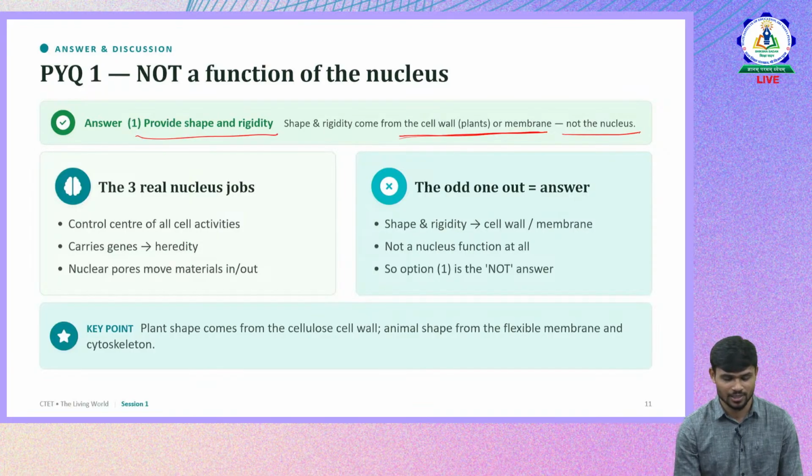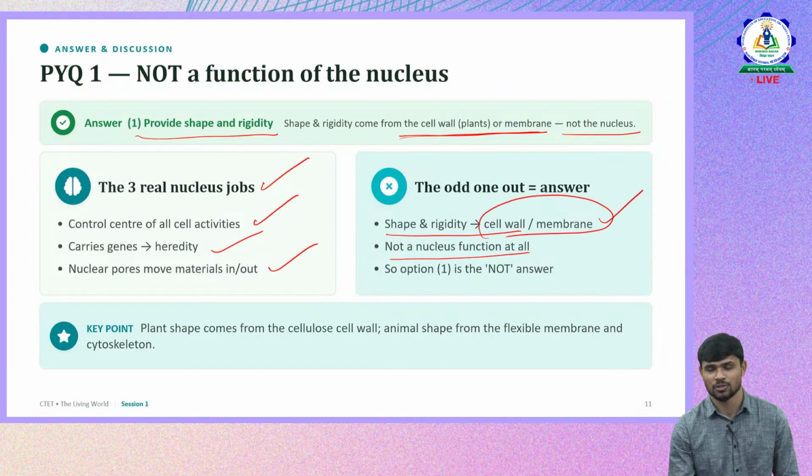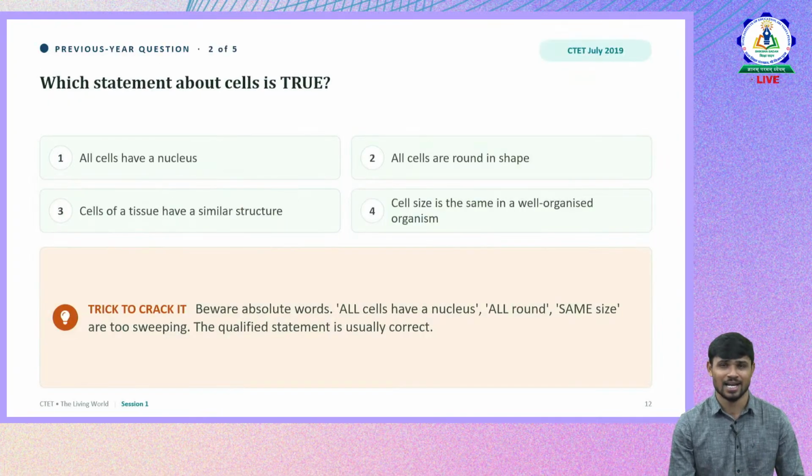Okay, not the nucleus. So what should we understand? The three nucleus jobs: controlling, carrying hereditary material, and nuclear pores. So these are the functions of the nucleus, whereas providing shape is not. Shape and rigidity are the functions of the cell wall and cell membrane. Okay, option 1 is wrong. This is how questions are asked based on the nucleus.